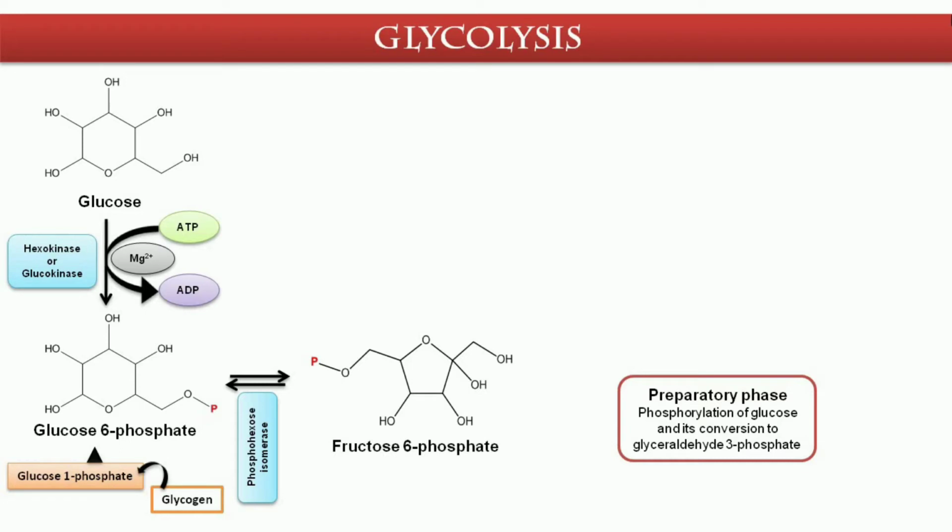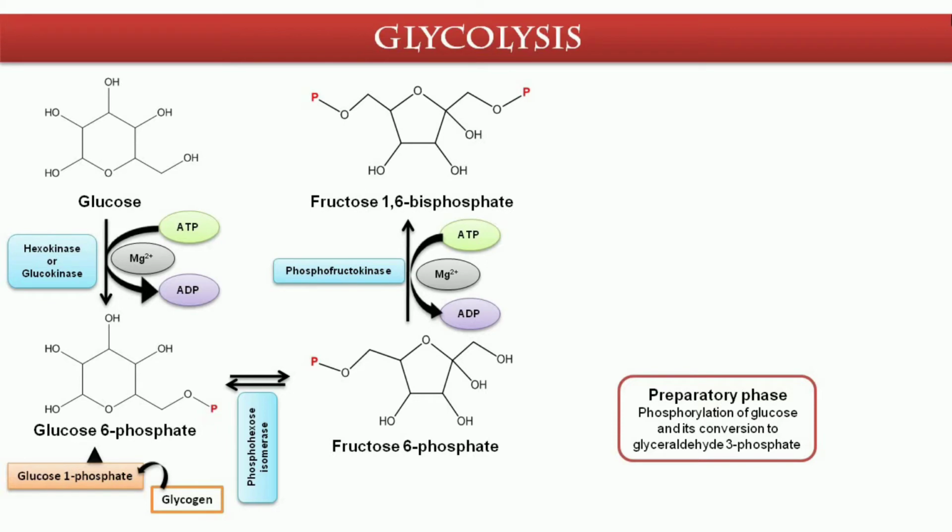it forms fructose 6-phosphate. From here, with the help of phosphofructokinase, the second priming reaction occurs. Another ATP is converted to ADP with the help of magnesium ions to form fructose 1,6-bisphosphate.